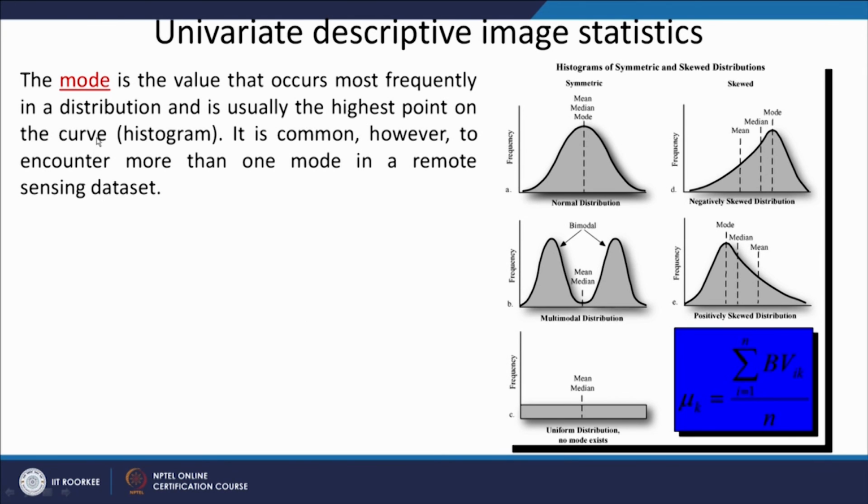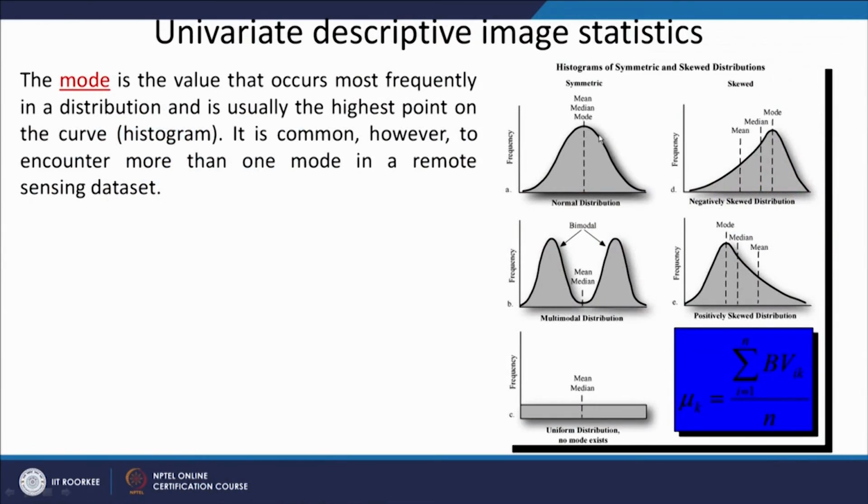So in the last part, let's look at how the mode, mean and these are defined. The mode is the value that occurs most frequently in a distribution, usually the highest point on the histogram curve. It is common, however, to encounter more than one mode in remote sensing data sets. Like here, we have two modes. So this is a bimodal scenario. It is not necessary that you will always have one peak, as I have been discussing, depending on the areas represented within one image. So the histogram would be accordingly.